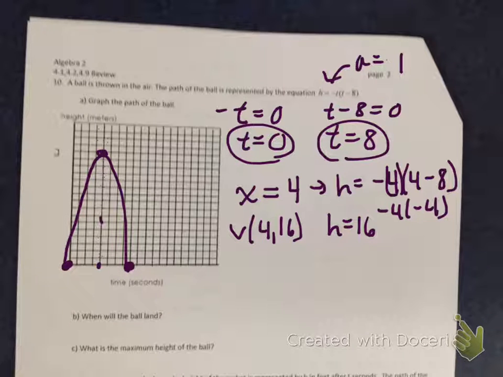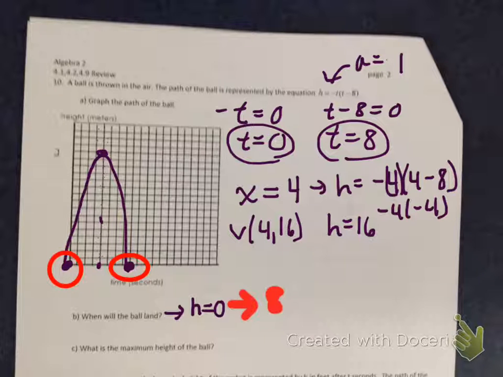Now it's going to ask, when will the ball land? Well, the ball will land when the height is equal to 0. So that's one of our x-intercepts. It is not going to be here. This is where the ball begins. It is going to be right here at this x-intercept. So the ball will land after 8 seconds.